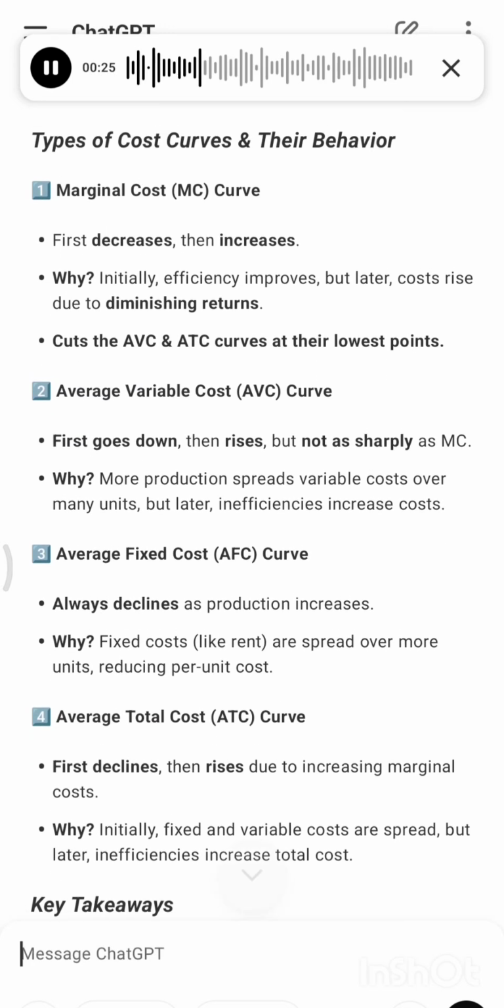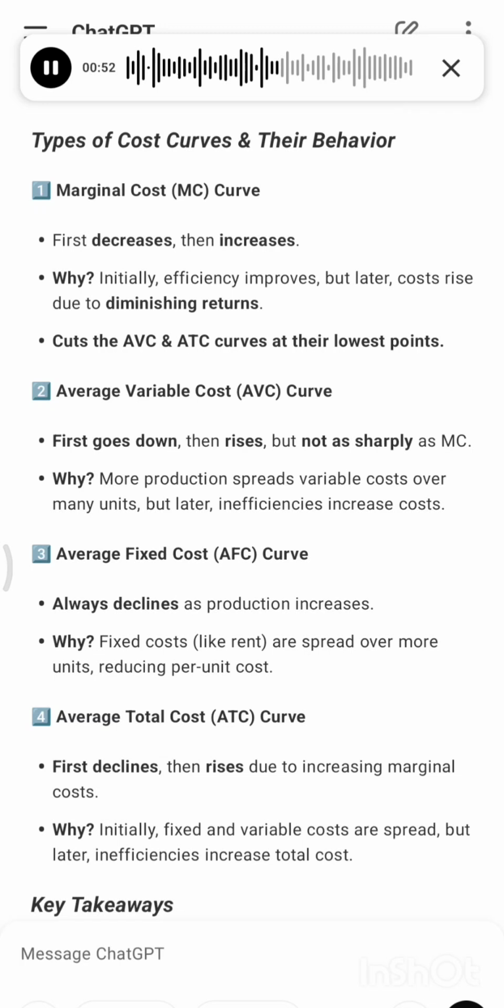1. Marginal cost, MC curve, first decreases, then increases. Why? Initially, efficiency improves, but later, costs rise due to diminishing returns. It cuts the AVC and ATC curves at their lowest points. 2. Average variable cost, AVC curve, first goes down, then rises, but not as sharply as MC. Why? More production spreads variable costs over many units, but later inefficiencies increase costs.